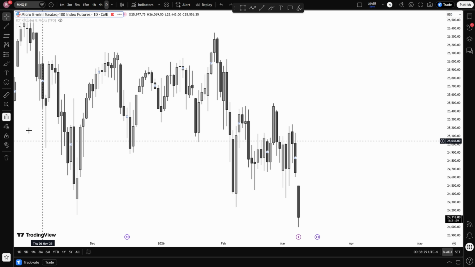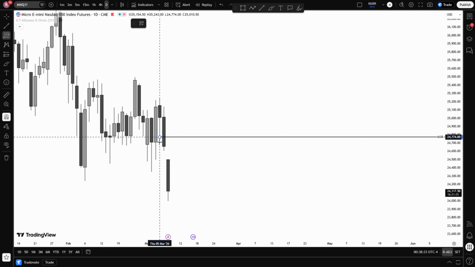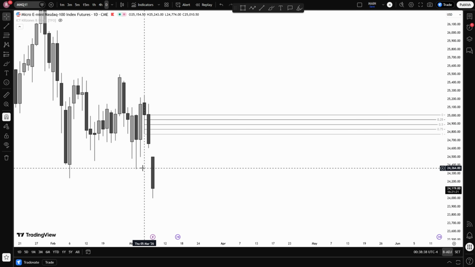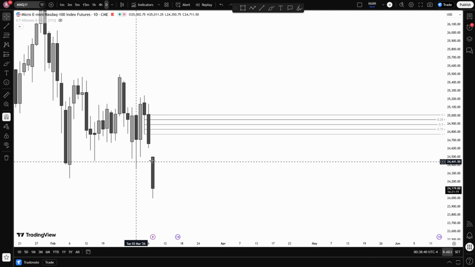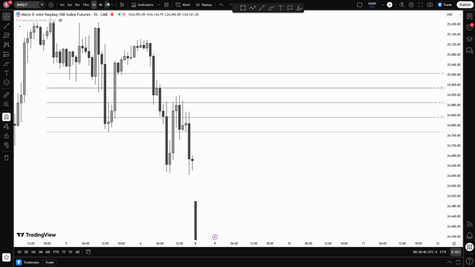In this chart, I first marked the previous day's wick and divided it into quadrants. If you're not familiar with quadrants, this is basically done using a Fibonacci tool, and it helps us identify where PD arrays are forming inside the wick range. Here I've marked the lower wick of the previous day's candle.